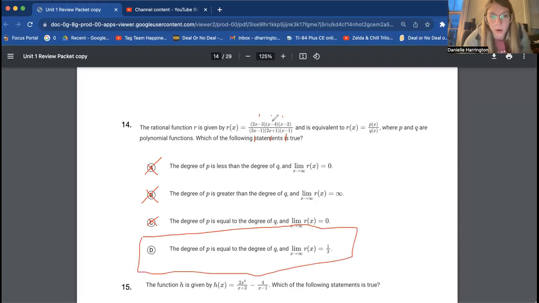Because if I were to multiply all these leading terms in my numerator, I'm going to get 2x to the third. And if I were to multiply all the leading terms in my denominator, I'm going to get 6x to the third. Well, that just simplifies down to 1/3. And that's where that 1/3 is coming from.